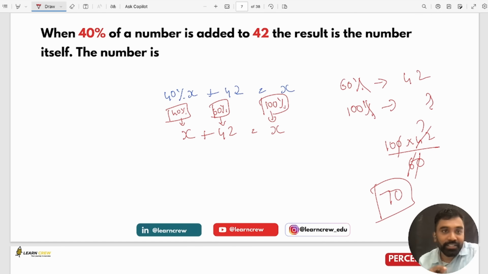What happened? The difficult question which you thought is one of the easiest questions to solve. Right? This becomes the solution for this particular question. Okay? Is it clear? Hope this concept is clear and you will do wonderful in the exam.